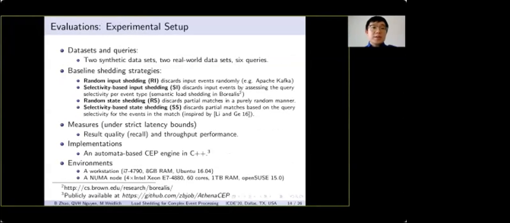We evaluated 6 queries on 2 synthetic datasets and 2 real-world datasets. We compare our hybrid load shedding against 4 baseline approaches. They are random input shedding, selectivity-based input shedding, random state shedding, and selectivity-based state shedding. We measure the result quality and throughput performance. We implemented a CEP engine in C++. Evaluations on synthetic datasets were conducted on a workstation. For real-world datasets, we evaluated them on a powerful machine.